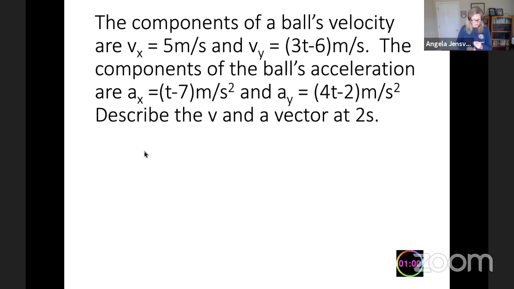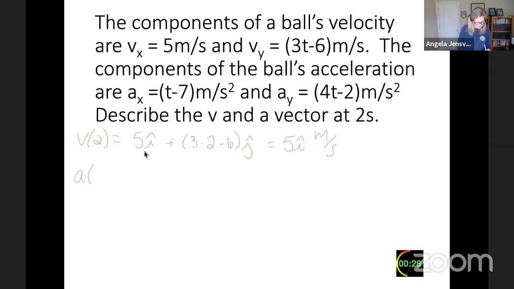Okay, so you want the velocity vector at 2 seconds. The velocity at 2 seconds would be 5i. And if I plug 2 seconds into Vy, I'll get 3 times 2 minus 6, which is 0, right? So that's just 5i meters per second. That's your velocity vector at 2 seconds.